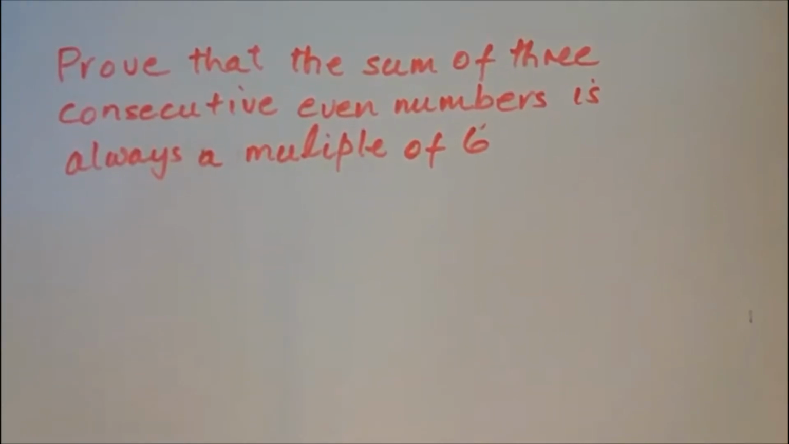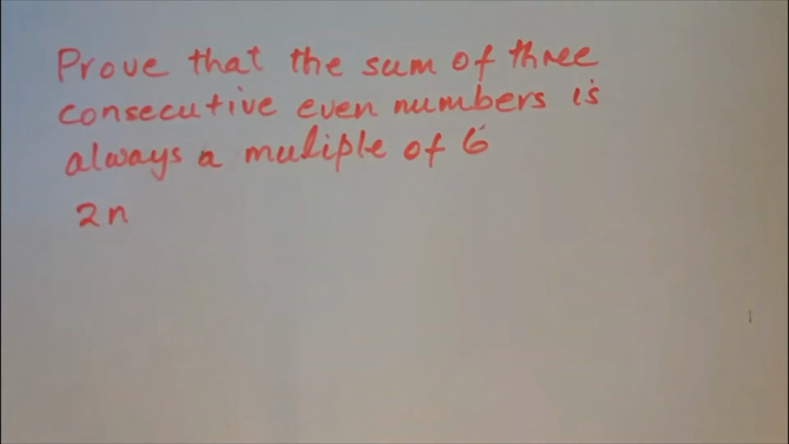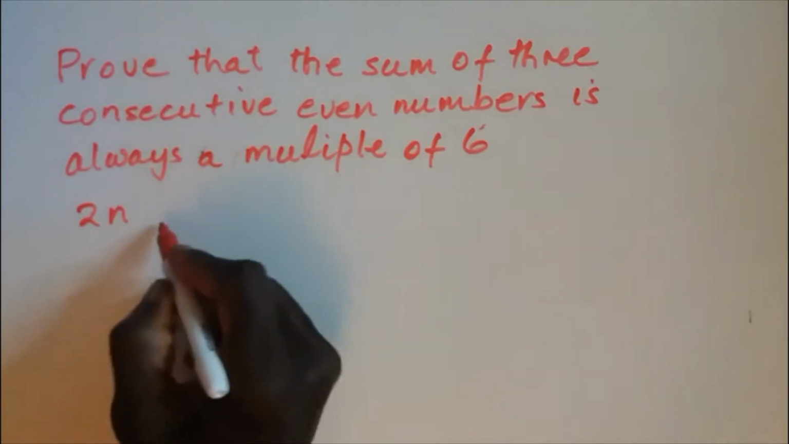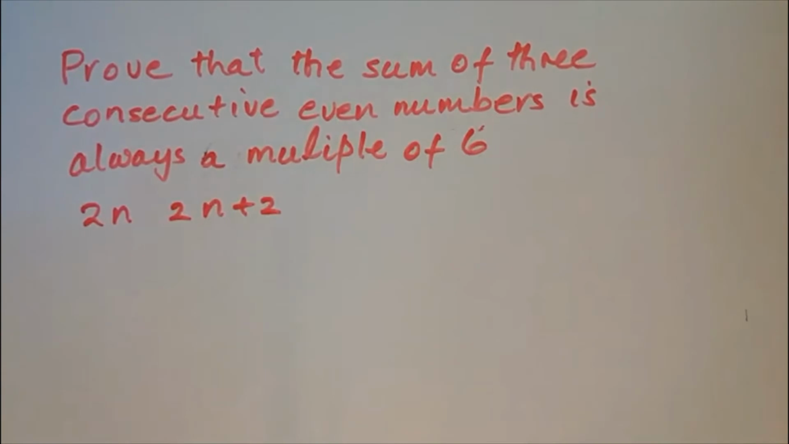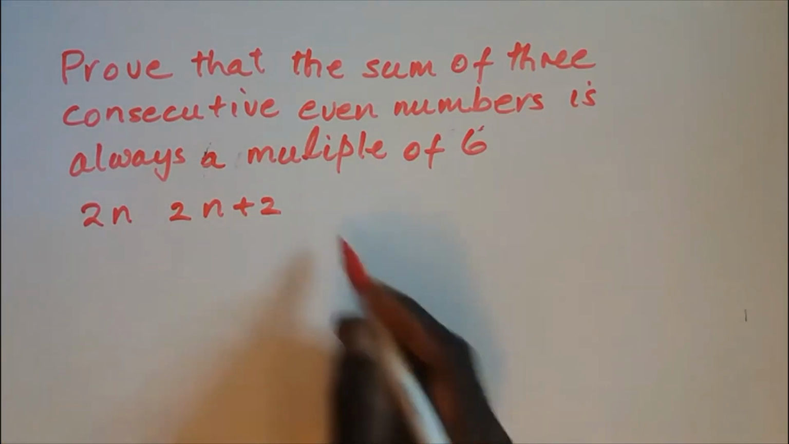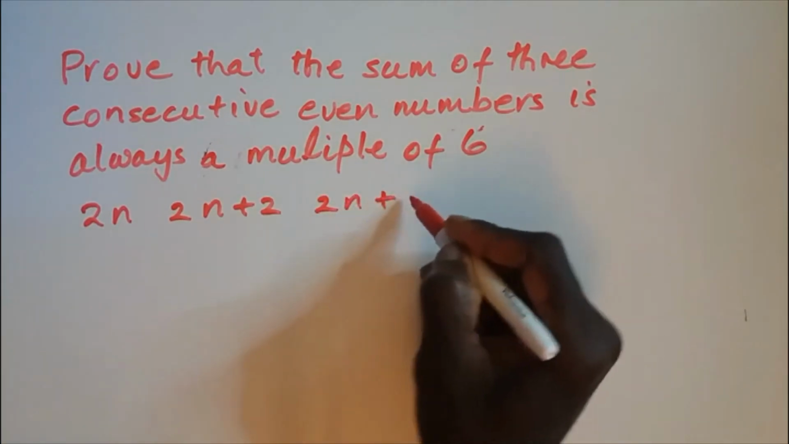Here we have to prove that the sum of three consecutive even numbers is always a multiple of 6. Well, we start with the first even number, it's 2n. The next will be 2n add 2. You can check this, substituting any positive value for n in any one of these expressions. And the third would be 2n add 4.